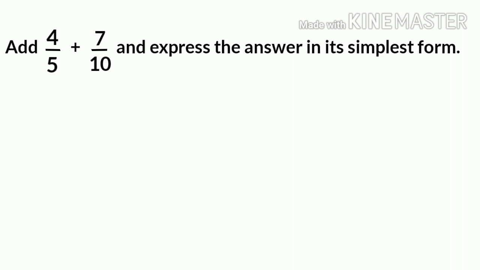In this question, we first need to add the fractions and then we need to express the answer in its simplest form. Now, in order to add these two unlike fractions, we first need to change them into like fractions. That means we first need to make the denominators of the fractions same. And in order to make the denominators same, we will find the LCM of the denominators 5 and 10.